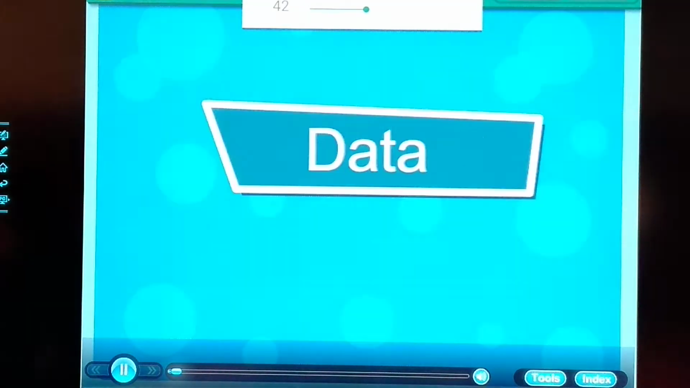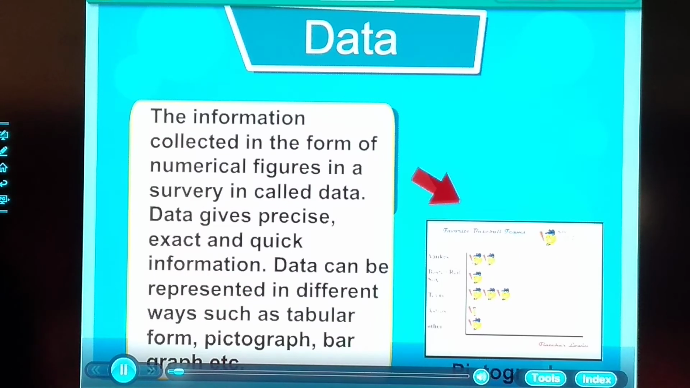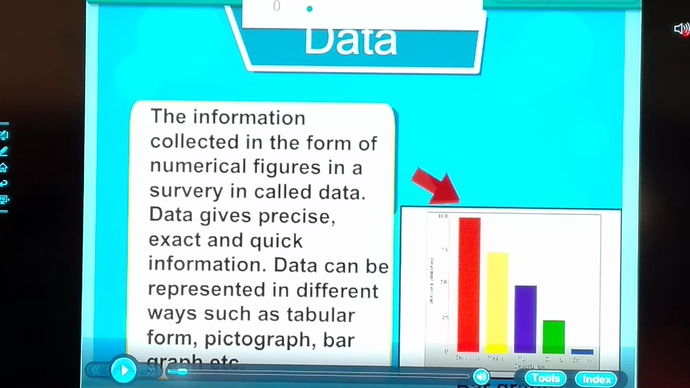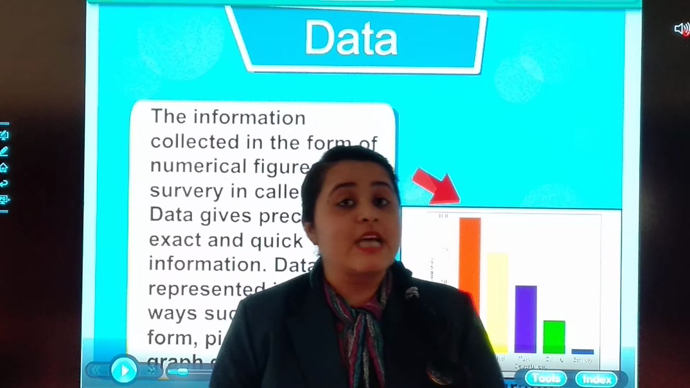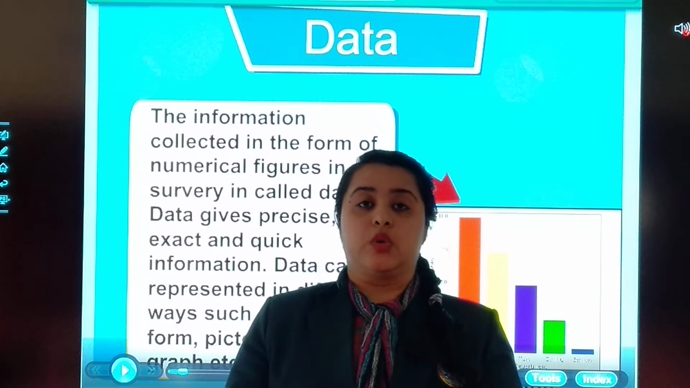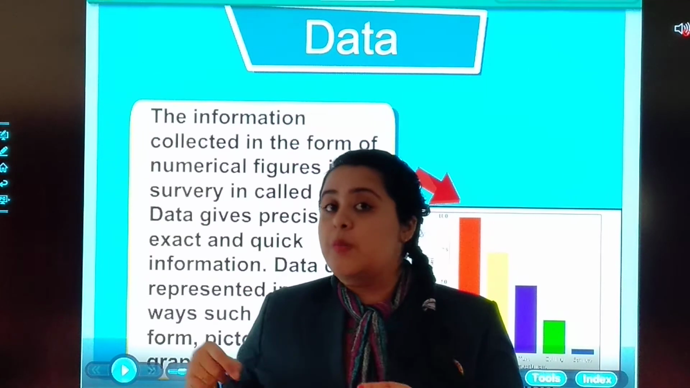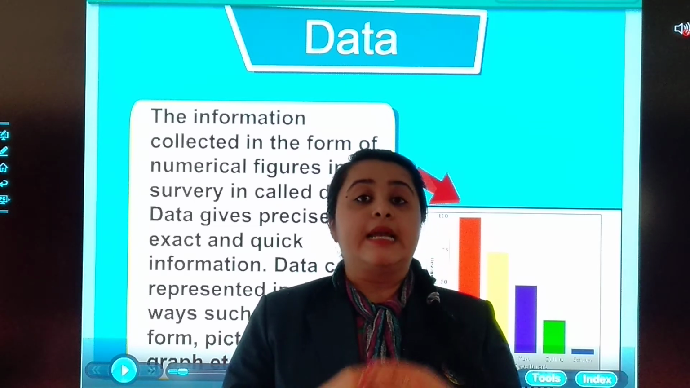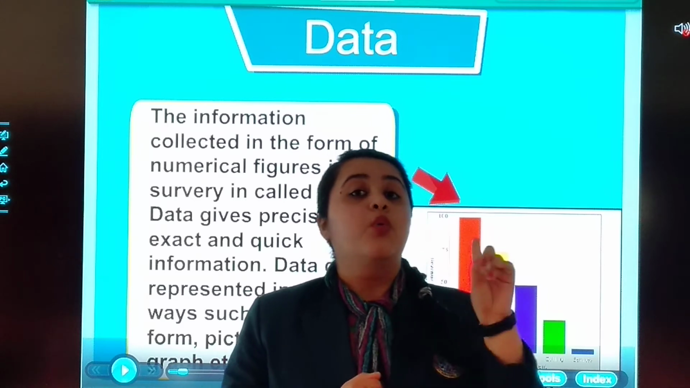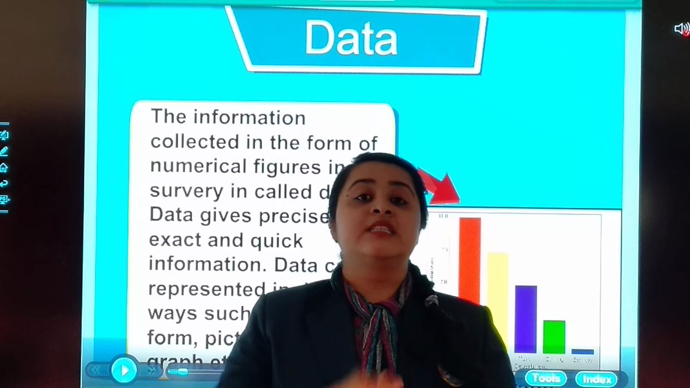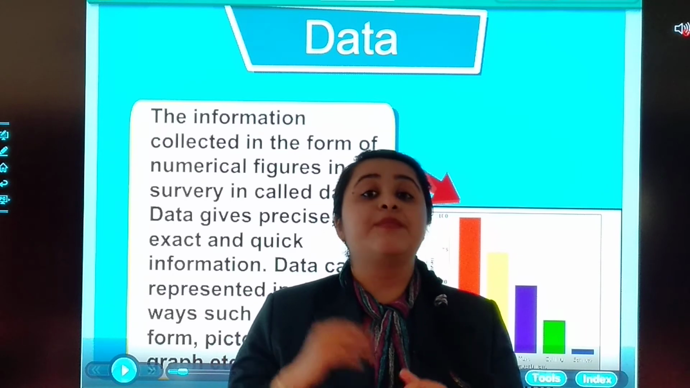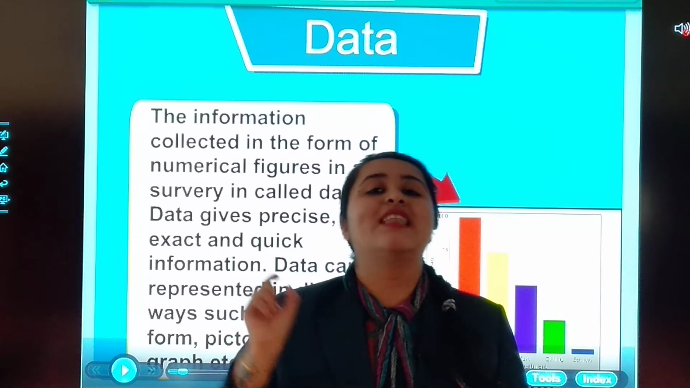The information collected in the form of numerical figures in a survey is called data. Students, data means converting the information about any things into numbers. For example, you keep a count in your compass box: I have 4 pencils, 1 eraser, 1 sharpener, 1 red pen, 2 blue pens, 1 scale, I have 3 bats. In this way you collect your information, your data.